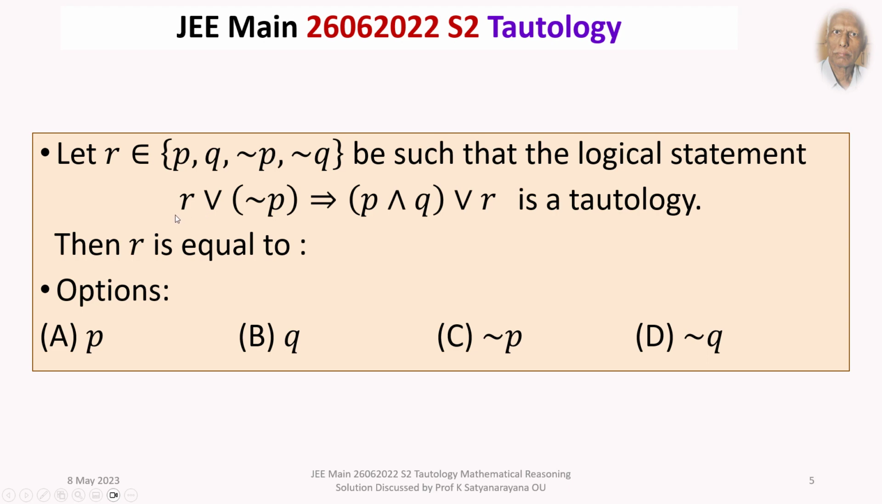So we are given this logical statement. In this, we have to choose R from this set consisting of P, Q, negation of P, negation of Q, such that this logical statement is a tautology. So for which R from this set is this logical statement a tautology?